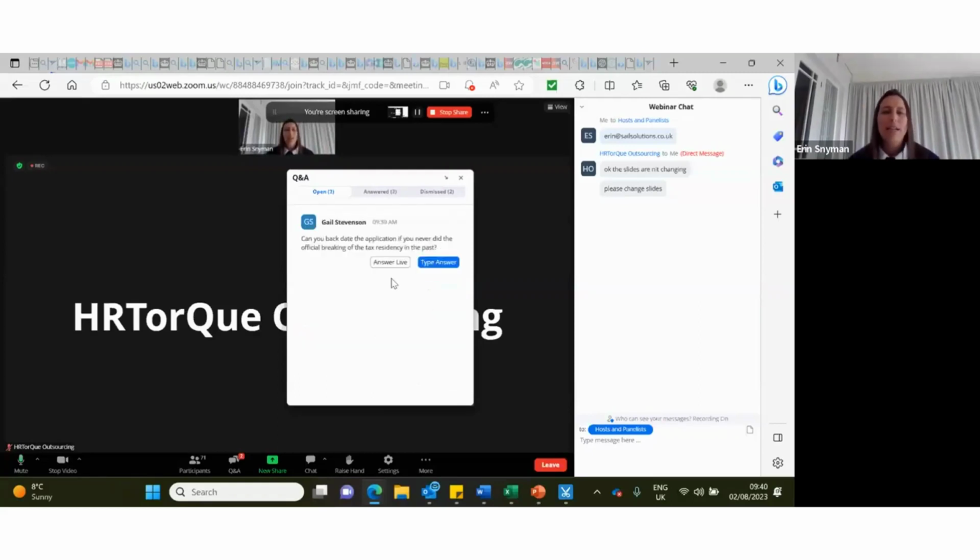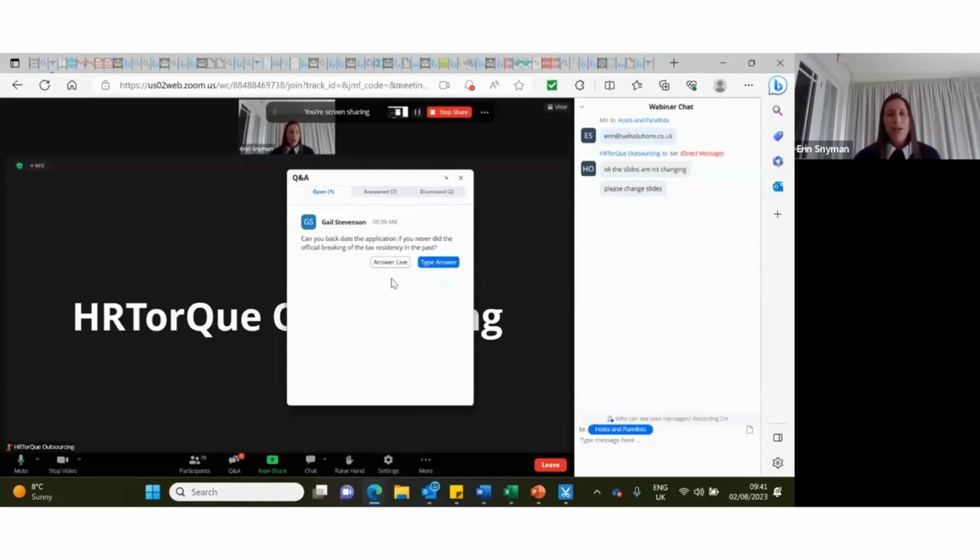Can you backdate the date of application if you never did the official process? Yes, definitely. I gave an example of a client who left in 2000 and for 23 years hadn't done anything. The cessation of their residency was backdated to 2000. Again, it comes down to your intention and it comes down to assessing all of the criteria.